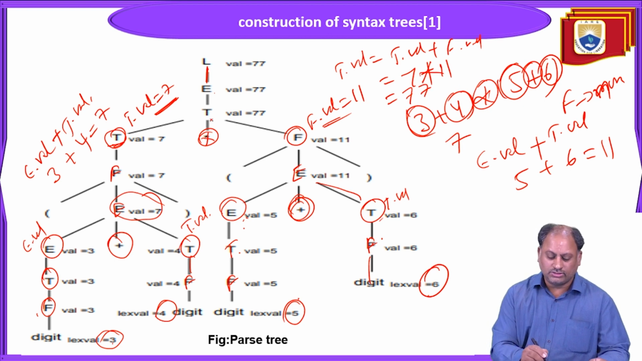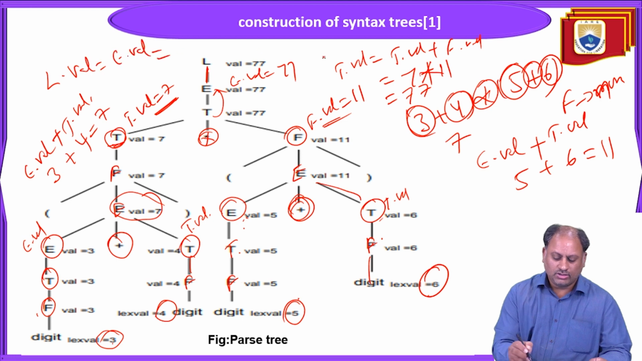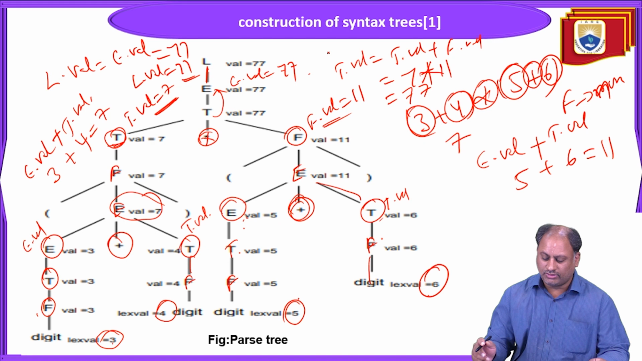So 77 is passed to the E.val. Now E.val equal to 77. Now the expression here is L.val equal to E.val. Now what is E.val? 77. Now L.val equal to 77. So finally what is the result of the expression? L.val is 77 for the given expression.